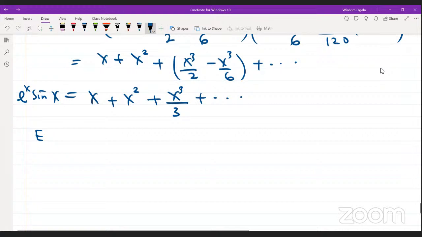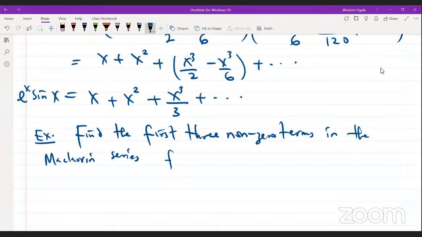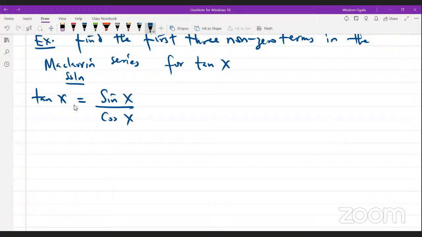Now, another example, find the first three non-zero terms in the Maclaurin series for tan x. Here we really need to work smart too, okay? So what is tan x? Tan x is sine over cosine.